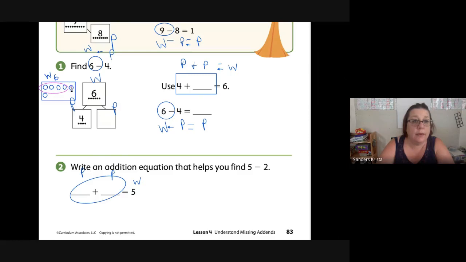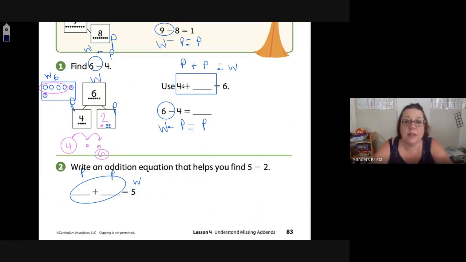1, 2, right? There are 2 left over. I can count on from 4 up to the number 6. Let's do that. 4, 5, 6. So my next answer is 6, right? 4, 5, 6. 2 jumps gets you to 6.